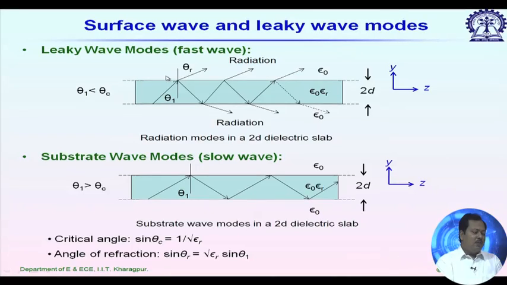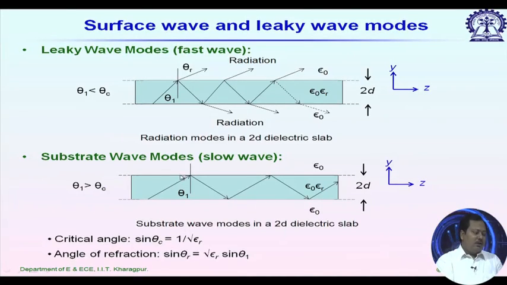It can be shown mathematically. It is possible only if the phase velocity of this wave is higher than c naught, that means in the case of a fast wave. So, this is a conceptual diagram.